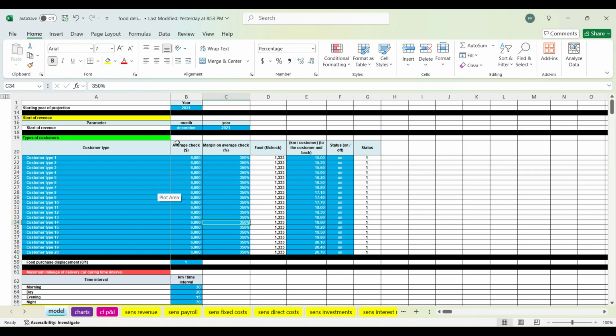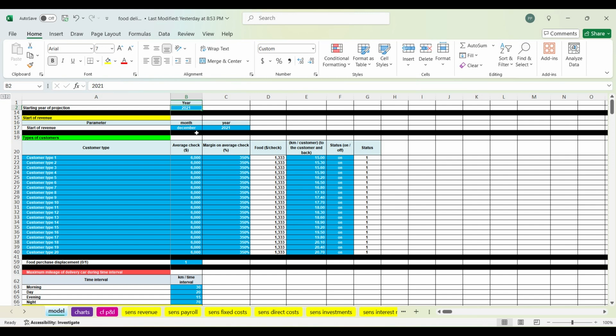All inputs in our financial model are colored with blue. This will help us easily find and play with all inputs across the model. First of all, we need to set up the first year of financial projections. This will be the year when investment stage begins.